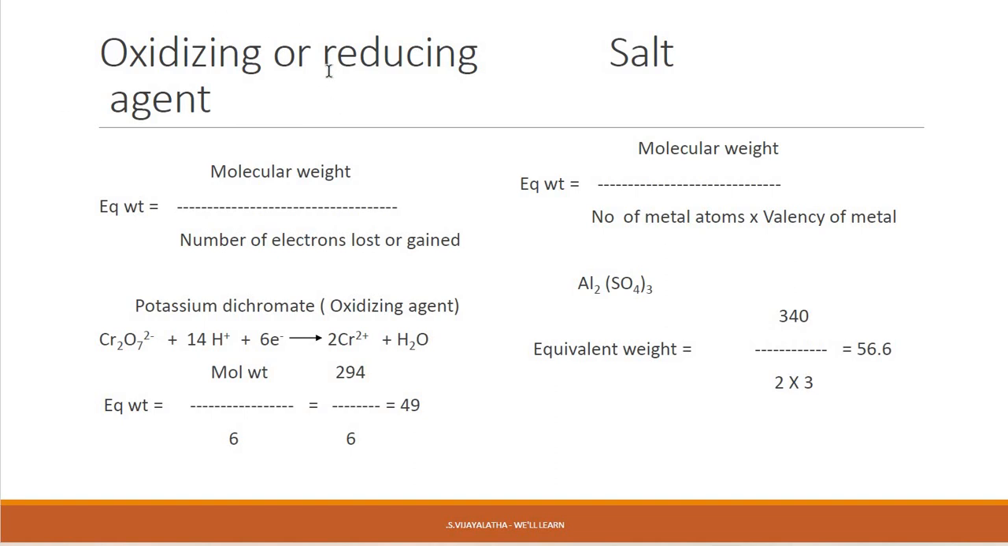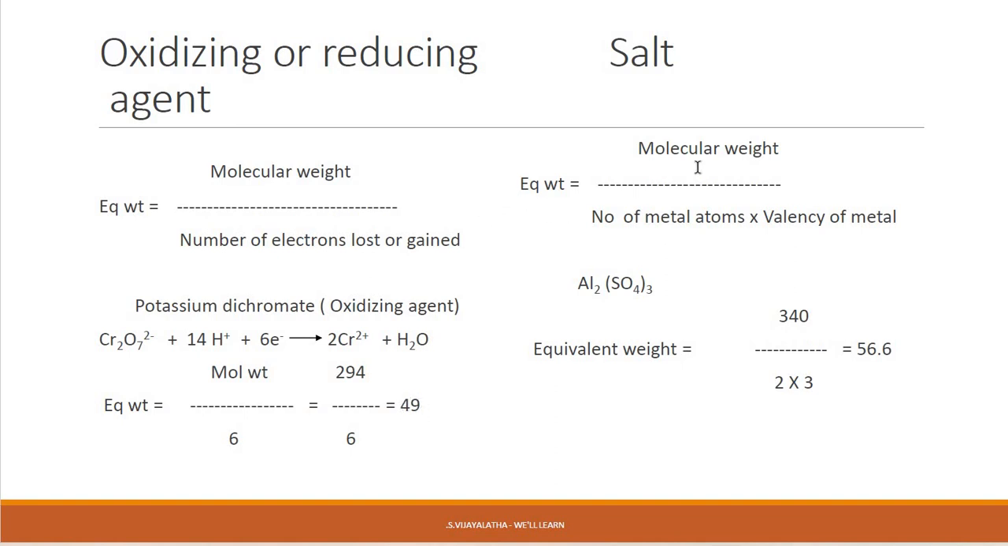For an oxidizing or a reducing agent, equivalent weight will be equal to molecular weight divided by the number of electrons lost or gained in the reaction. So if we take the case of potassium dichromate, which acts as an oxidizing agent, when we see the ionic equation for the redox reaction, we see 6 electrons are involved. Therefore, equivalent weight will be molecular weight divided by 6. Molecular weight is 294, so the equivalent weight of potassium dichromate is 49.